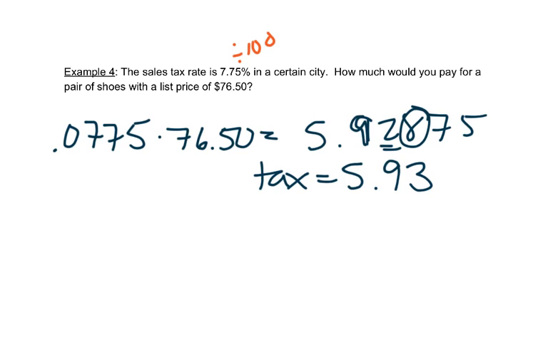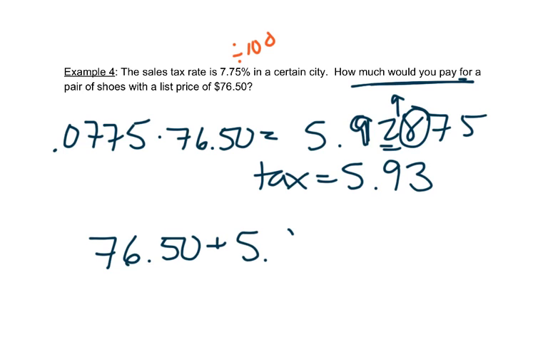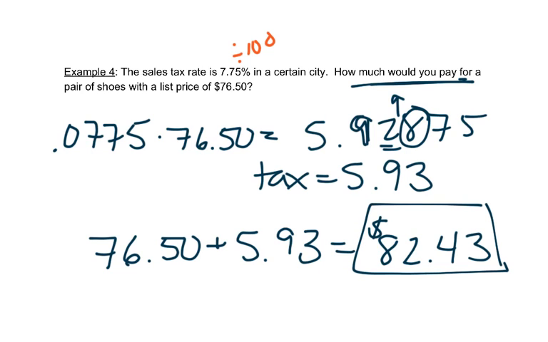That's because this number is 5 or bigger, so this one needs to go up. So we take the tax. It asks for how much would you pay. That means a total amount. It's not asking for tax. So we take $76.50 and we add $5.93 onto it. And we get $82.43 as our amount.